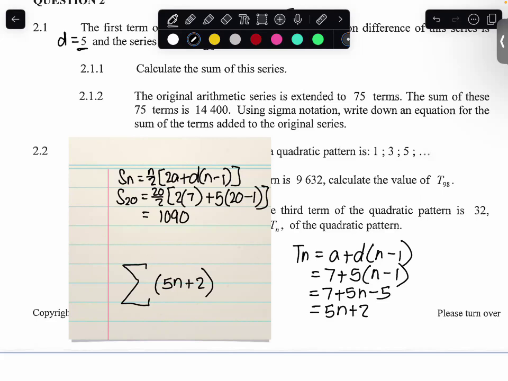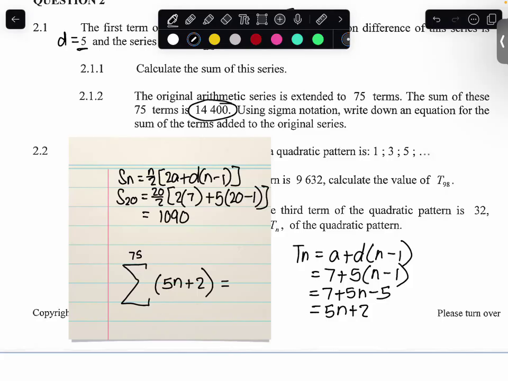The top of the sigma sign is the number of terms in the series, which in this case is 75. Now, we need to figure out what we're finding the sum of, right? So obviously, sigma sign stands for the sum of. They're not talking of the full 14,400.